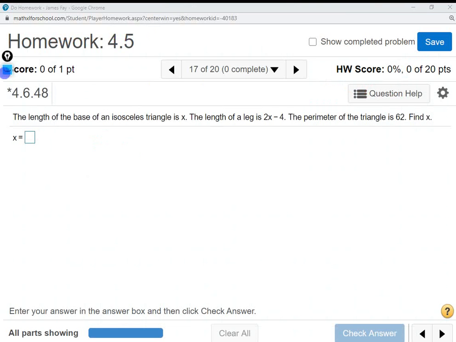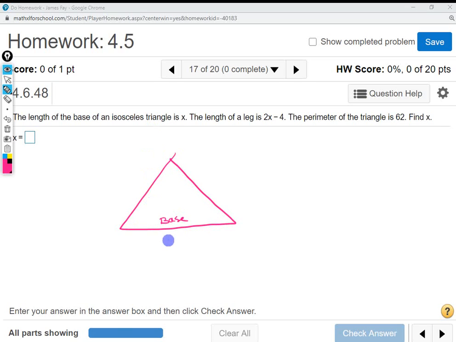All right, so 17 says the length of the base of an isosceles triangle is X. So let's say this is my base here. This is X. The length of a leg is 2x minus 4. What do you know about the legs of an isosceles triangle? They're the same. So this one's got to be 2x minus 4 as well, right?